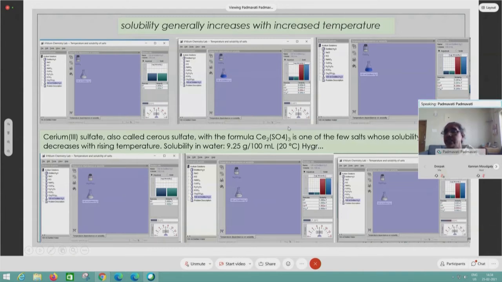Okay, so what would happen, whether it has any effect or not. Then the similar thing is done for cerium sulfate. So what is observed in cerium sulfate is, this is one of the salts whose solubility in water decreases with rising temperature. So if you keep on raising the temperature, solubility decreases. So here it is 1 into 10 to the power minus 1, and here you can see some value into 10 to the power minus 2. So there is a decrease in solubility with temperature.